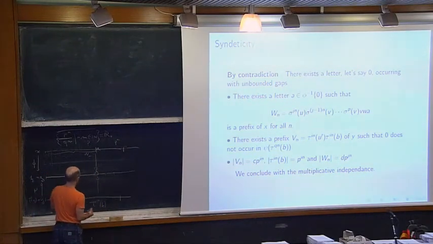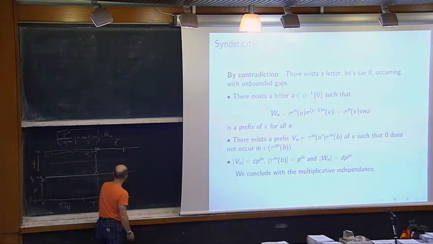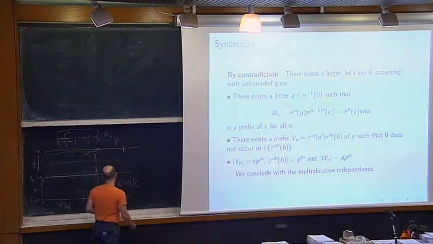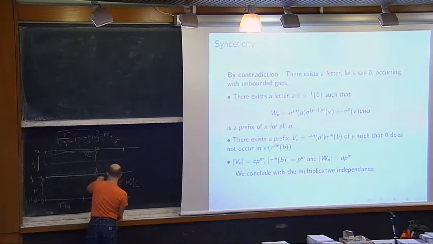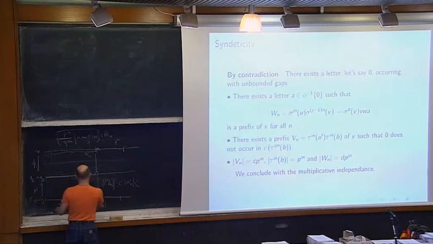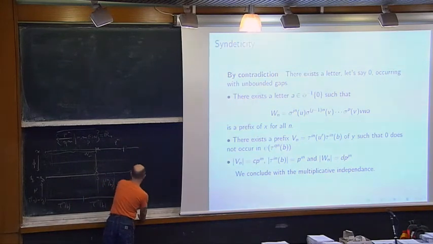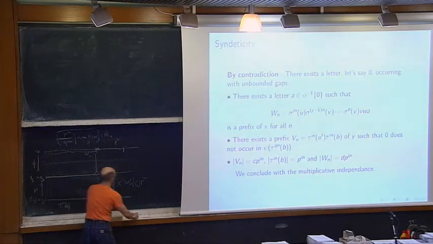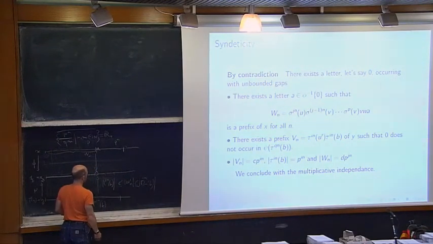So what do you need for that? Just write what you need. That is, you need that the length of Wn should be bigger than that. Yes, let's say strictly bigger. And strictly smaller than that. And if it's not B, it's U prime here. You should have that, okay?